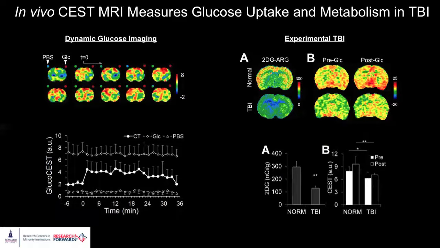On the right, we performed glucoCEST imaging on the TBI rats and compared it to 2DG autoradiography. Both CEST MRI and autoradiography show a significant decrease of glucose uptake, especially in the post-glucoCEST images of the TBI rats. These results suggest that CEST MRI can be used to detect the changes in glucose uptake in the TBI rats.